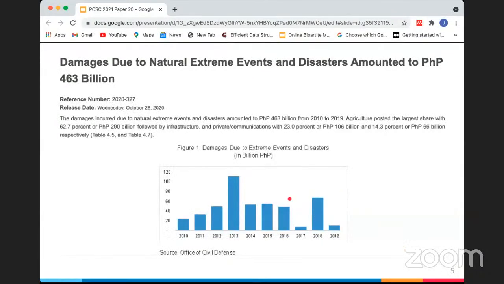And then in the Philippine setting, we have damages due to natural and extreme events and disasters. The source of this data is from the Office of the Civil Defense. And the release date of this article is just last year. So this is for the Philippine setting.